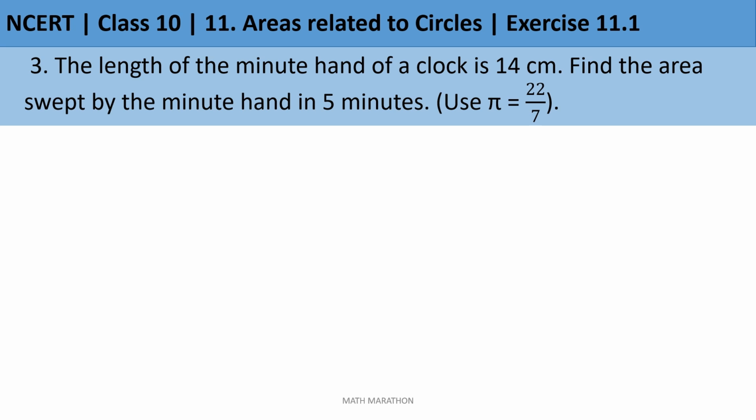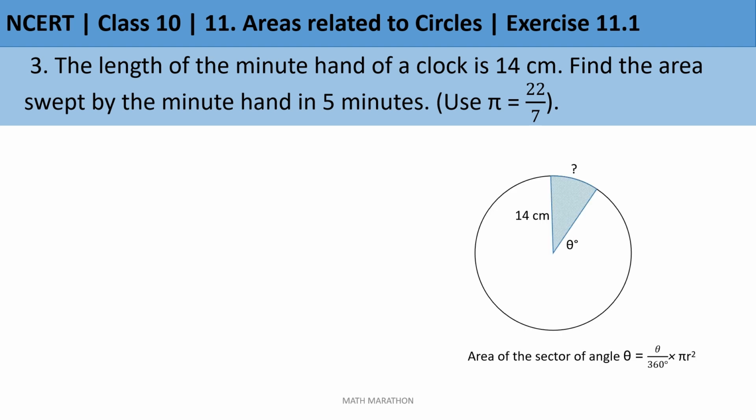The length of the minute hand of a clock is 14 centimeter. Find the area swept by the minute hand in 5 minutes. Use pi is equal to 22 by 7. I have drawn a diagram showing the area swept by the minute hand in 5 minutes. Area of sector is theta divided by 360 multiplied by pi r square.